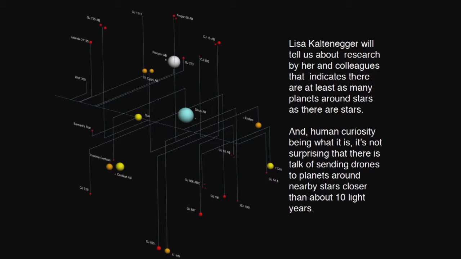Here I advertise that Professor Lisa Kettenaker, close approximation, will tell us about research by her and colleagues that shows us that there are at least as many planets around stars as there are stars. There's got to be a lot more planets in this general area, and as you can imagine, people are already talking about how they might be able to send drones to sample just a little bit what's on those planets.